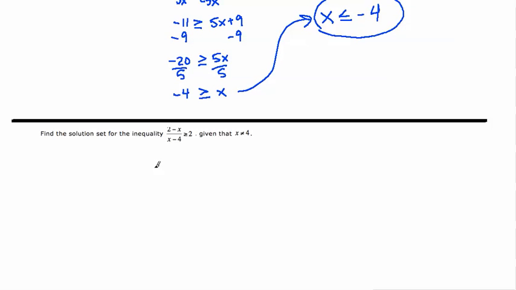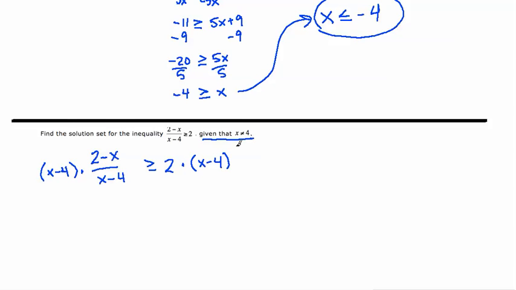Alright, let's look at one last question. This one's a little bit more difficult. We've got a fraction going on with an x in the bottom. What we want to do here, anytime you have a denominator, if you want to get rid of the denominator, you multiply. So times x minus 4, times x minus 4. And the only reason it says up here, given that x is not equal to 4, is because if you insert 4 here, you're dividing by 0, and that's not possible. So you can just ignore that if you want, but we just know that x can't be 4.